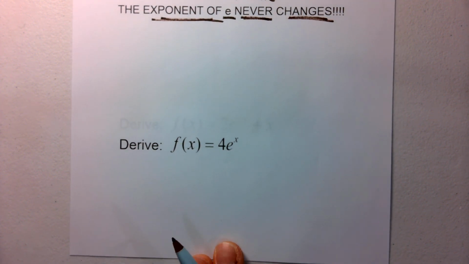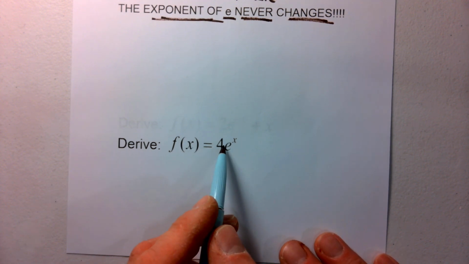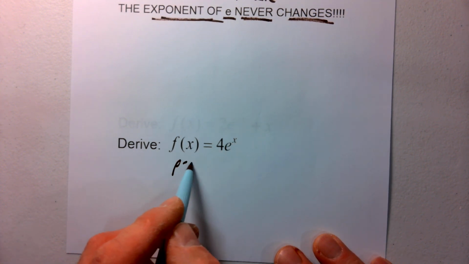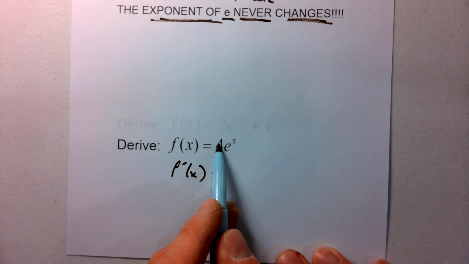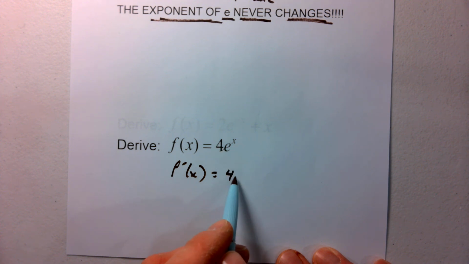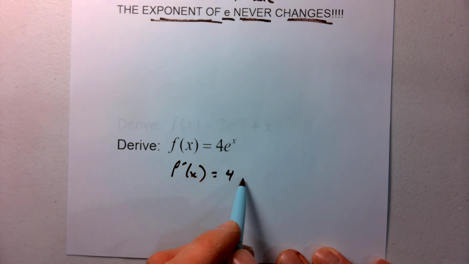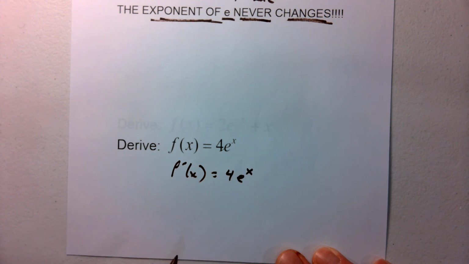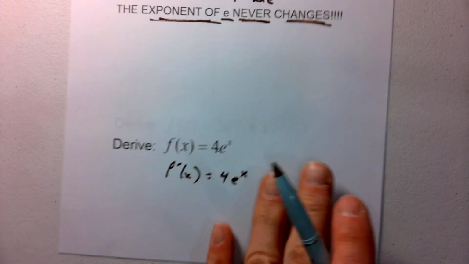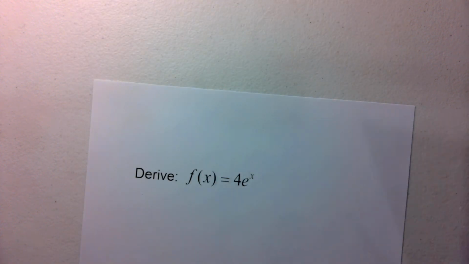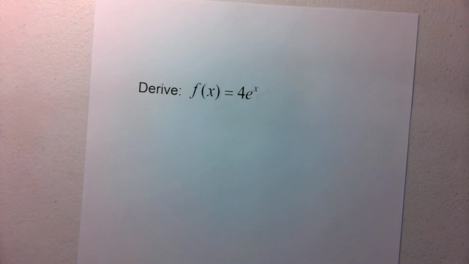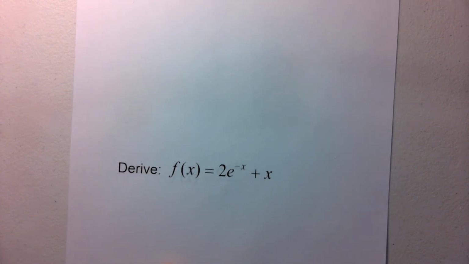So what is this going to look like? Well, if I give you f of x equals 4e to the x, my derivative, well, 4 is just a constant, so I take 4 times the derivative of e to the x. Derivative of e to the x, remember again, is e to the x. So the derivative of 4e to the x is 4e to the x. Can it get any simpler than that? I don't think so. Why do I have 4e to the x twice? Don't need that. Let's move on to the next one.